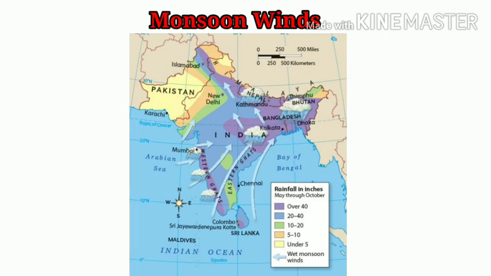So here are the two kinds of monsoon winds. One is the southwest monsoon winds, and the second is the northeastern monsoon winds. The southwestern winds move towards the northern part of India from the Arabian Sea and the Bay of Bengal, and bring rainfall to the entire country.